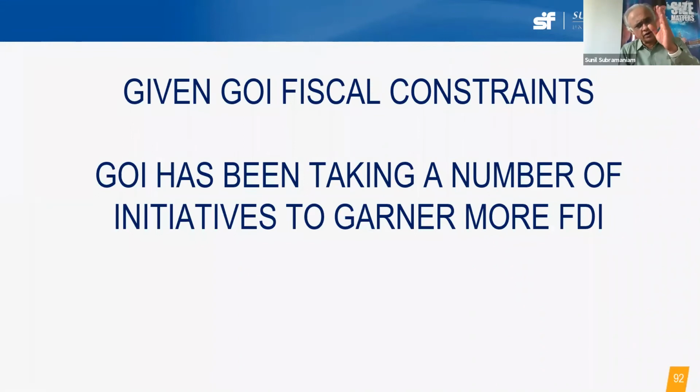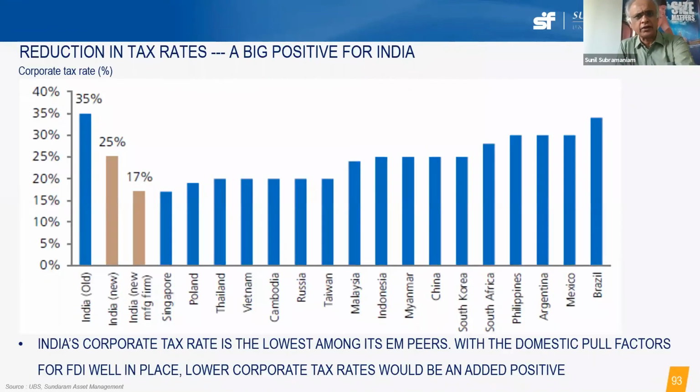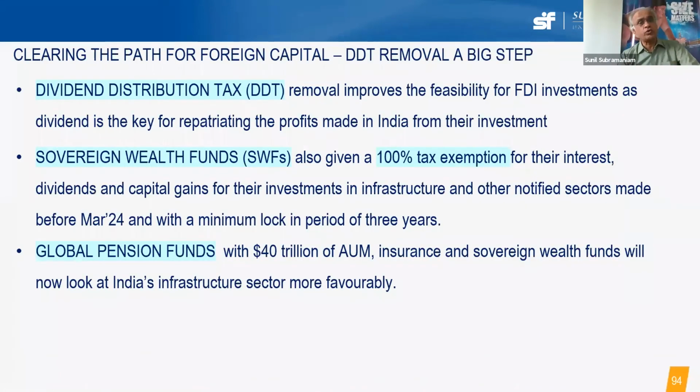So the government has taken a number of initiatives to garner more FDI. For example, cutting the tax rates from 35 to 17 to make it at par with the best in the world, which is Singapore. All other countries are costlier than us. On top of it, we also removed our dividend distribution tax, because that was a tax on the income FDI companies would try to repatriate back to their country, making it unattractive, so they removed it. Similarly, they've given 100% tax exemption to SWF, sovereign wealth funds, for interest, dividend, and capital gains. So the government is doing a lot to promote FDI and FII flows.